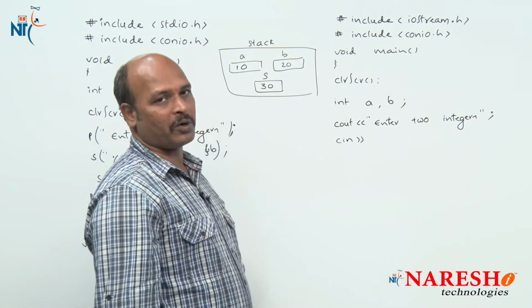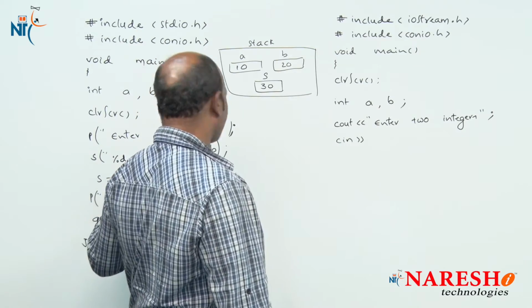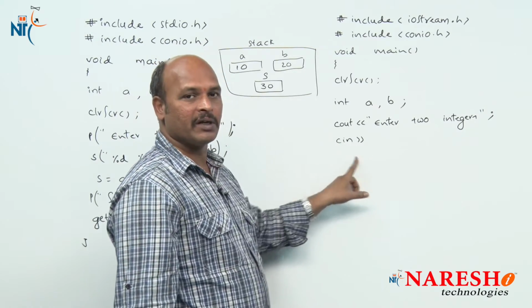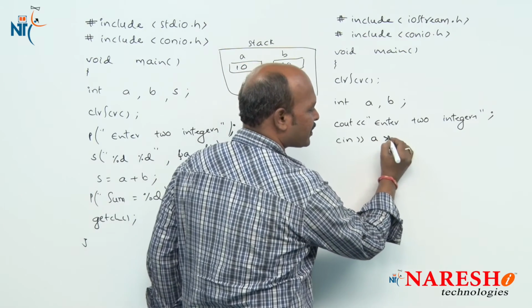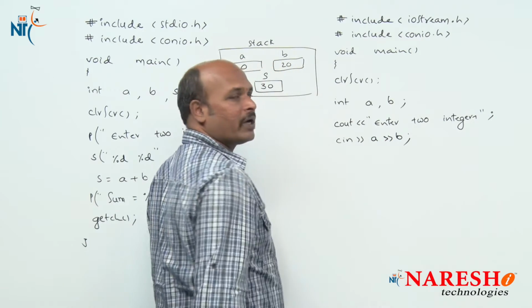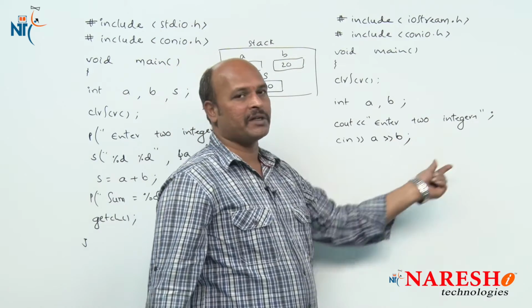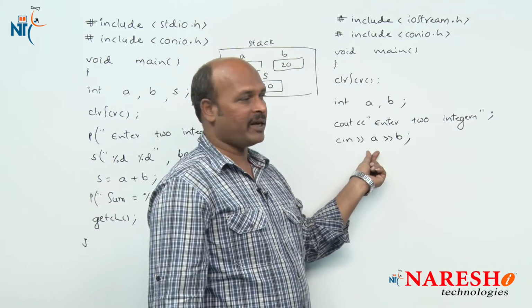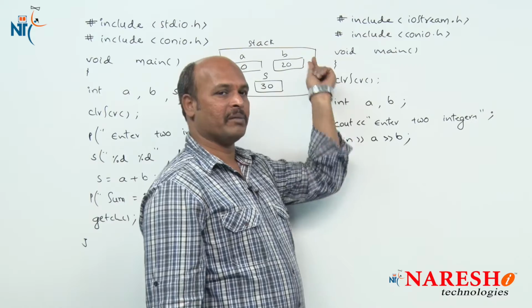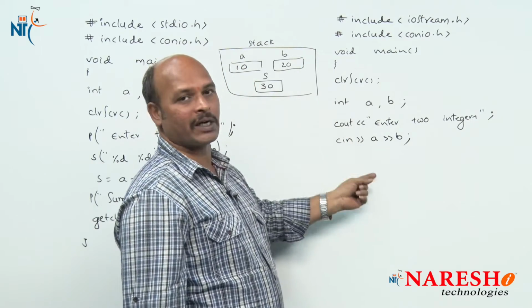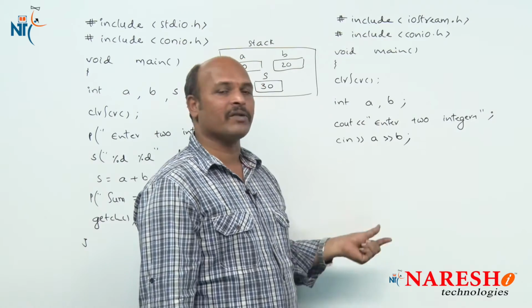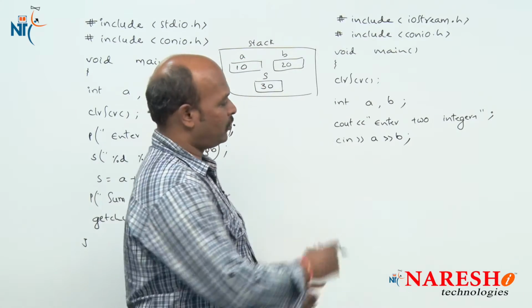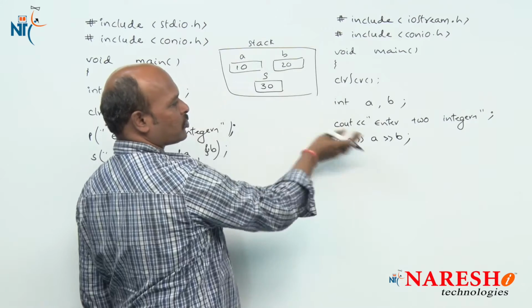And here the most important thing, in scanf conversions are required, but cin does not require any conversion. That is why directly a, next b. Now what happened, when the values are entered, the first value is stored in a and the second value is stored in b, but here the address and conversion are implicitly taken. That is why cin does not require any conversion or address. Okay, now the values are stored same to same.